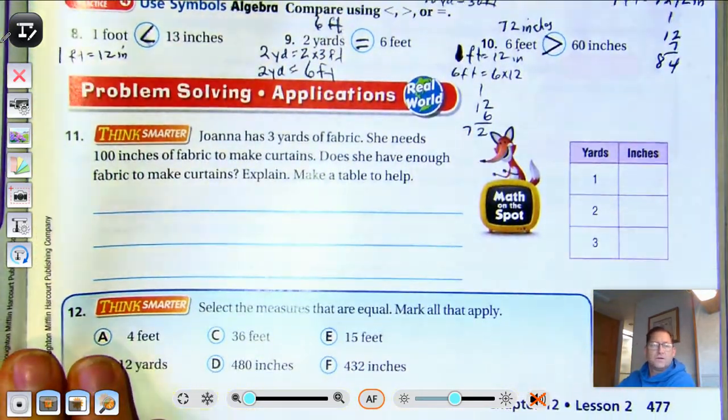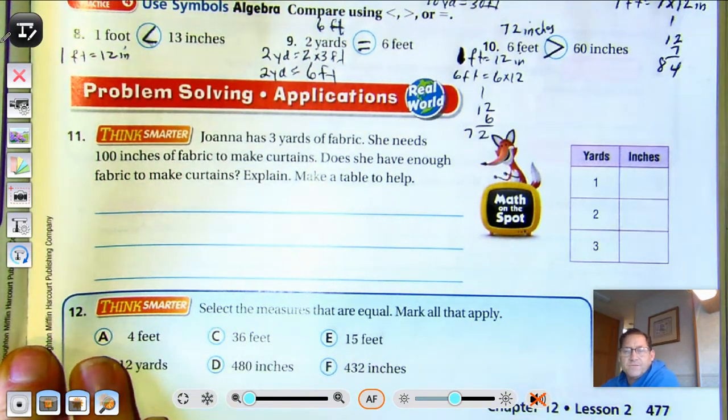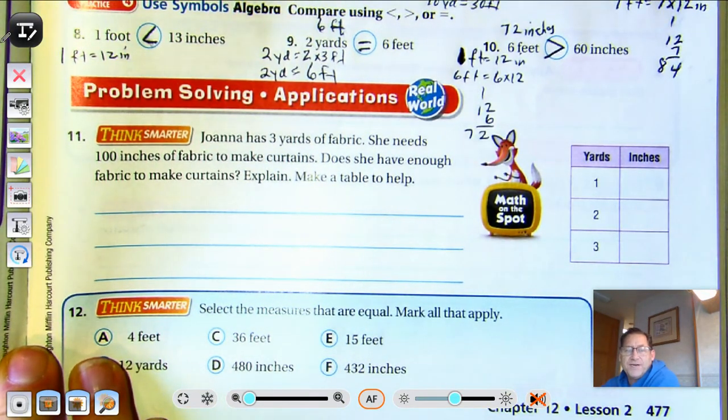All right, number 11. Joanna has 3 yards of fabric. She needs 100 inches of fabric to make curtains. Does she have enough fabric to make curtains? Explain. Make a table to help.